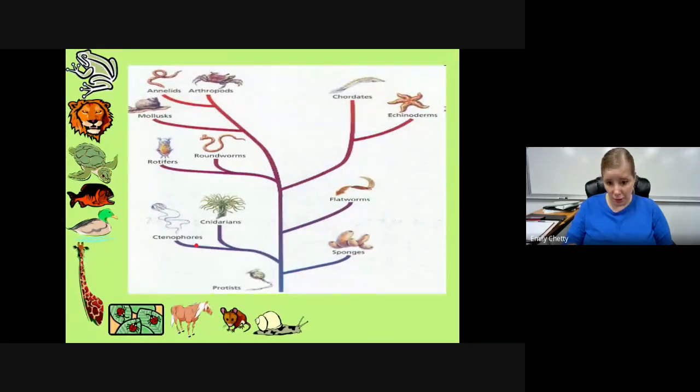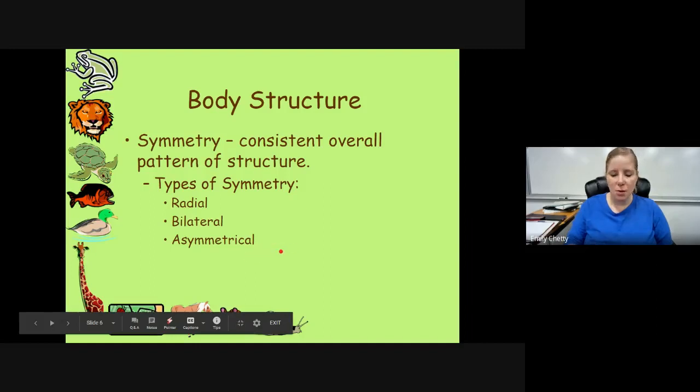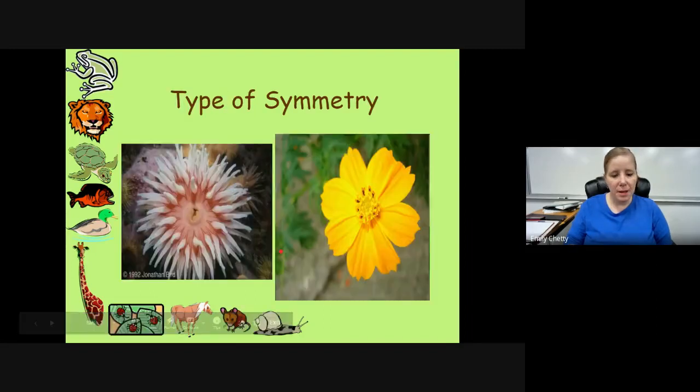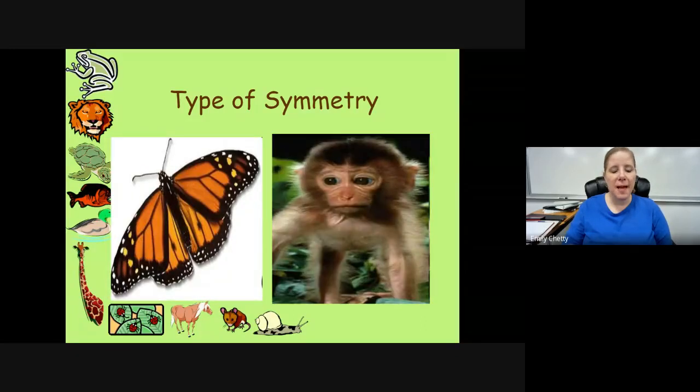There's a phylogenetic tree we'll talk about more today. There are 3 types of symmetry: radial, which is going to be your sea squirts; bilateral, which is going to be most animals; and asymmetrical, which is going to be your sponges. So this one is radial. This one is asymmetry. This one is bilateral symmetry. Look at the cute monkey.